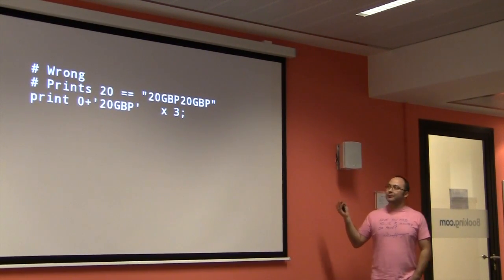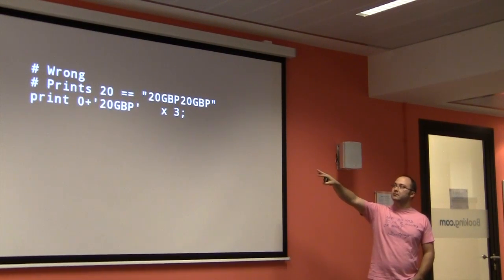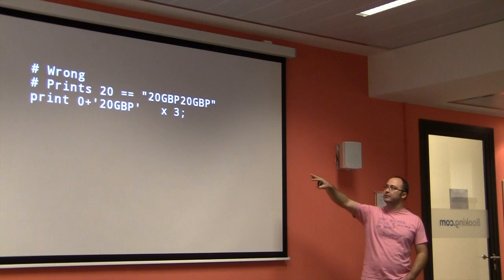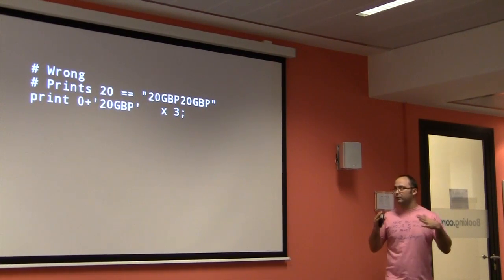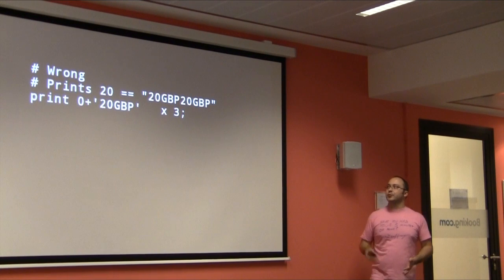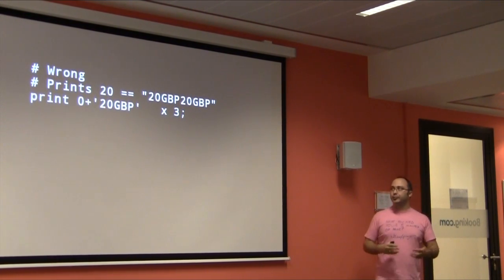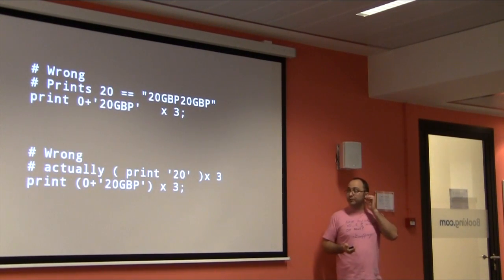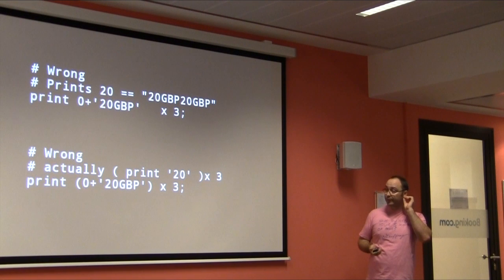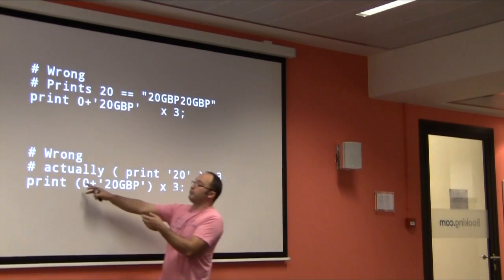Okay, so what are the cases where Venus doesn't work? You want to turn this string that has a number at the beginning into a number and then repeat the number three times. This doesn't work because x is a multiplication and it has a higher precedence than plus. So you could try to fix it, but that doesn't work because of print. And of course you could fix that with a plus here.